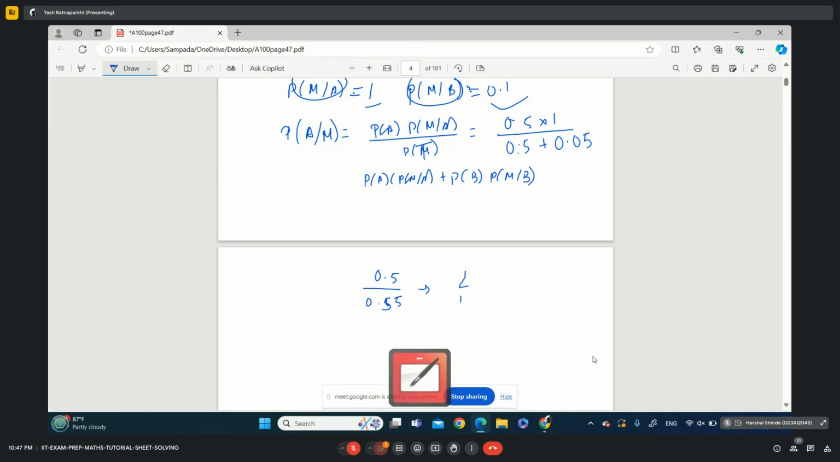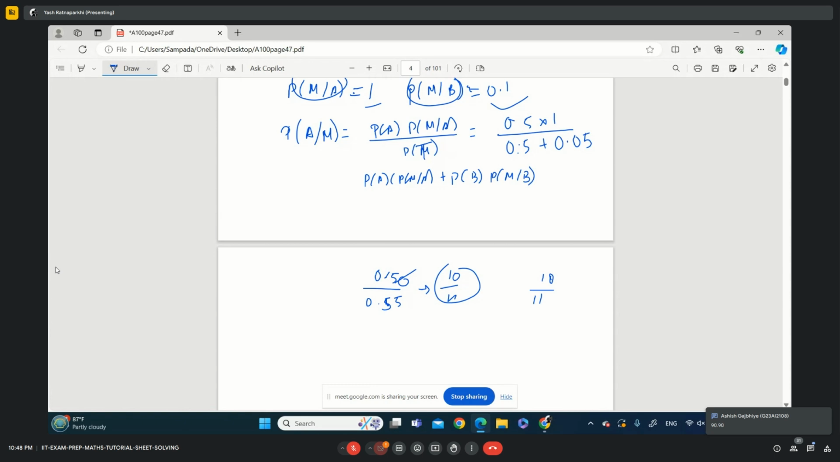It's 90%. Anita, is it 1 by 11? Or am I wrong here? No, it comes to 0.9. It can't be 1 by 11. It's 10 by 11. 10 by 11, correct. It is 10 by 11. So basically, this is a very silly mistake that we make. It is 5 times 50 and 5 times 55. So we get the probability as 10 by 11.